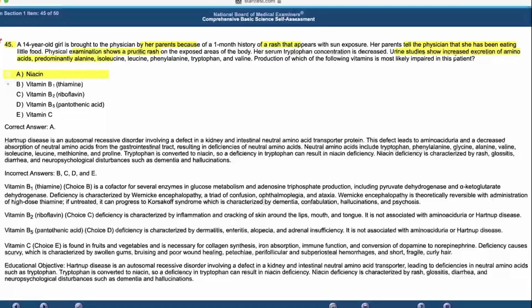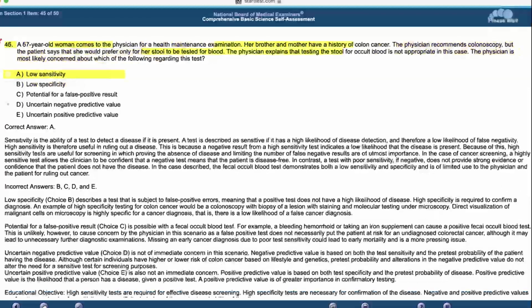Production of which of the following vitamins is most likely impaired? It's basically talking about tryptophan concentration being decreased, and I didn't make the connection that tryptophan and niacin were linked. Gotcha, that kind of will do it for you. All right, let's go to the next one here.